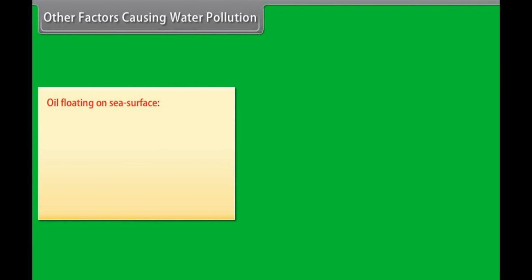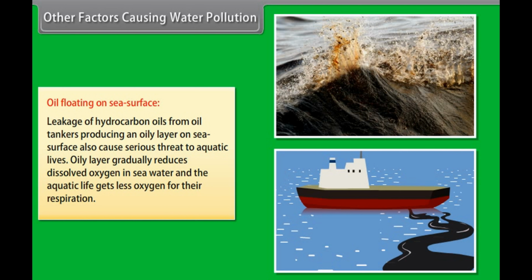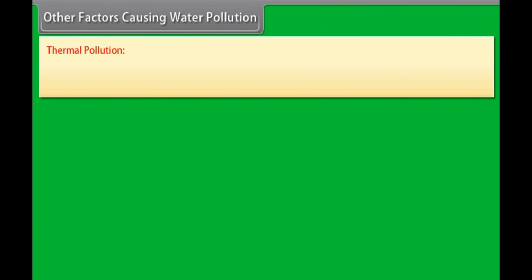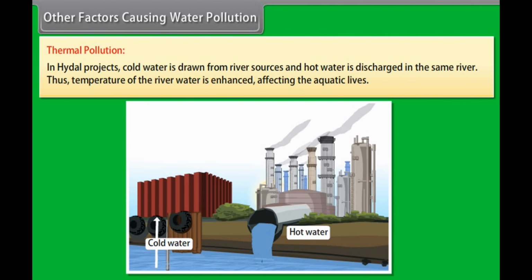Oil floating on sea surface. Leakage of hydrocarbon oils from oil tankers producing an oily layer on sea surface also causes serious threat to aquatic lives. Oily layer gradually reduces dissolved oxygen in sea water and the aquatic life gets less oxygen for their respiration. Thermal pollution. In hydel projects, cold water is drawn from river sources and hot water is discharged into the same river. Thus, temperature of the river water is enhanced, affecting the aquatic lives.